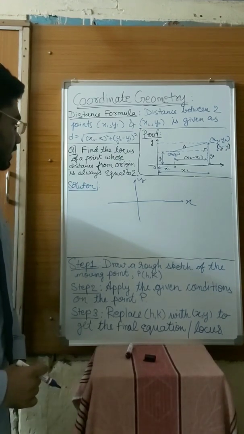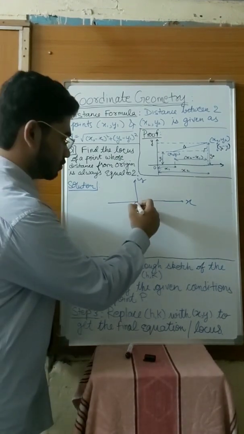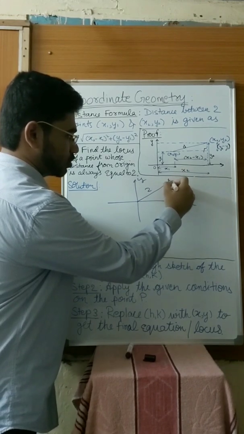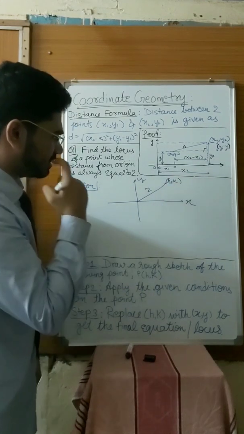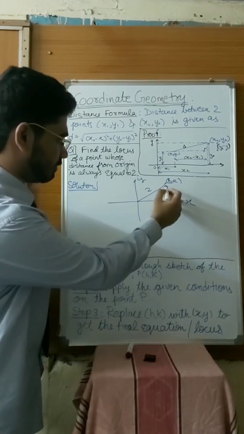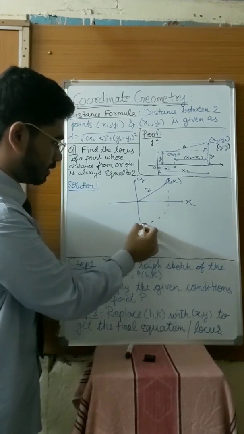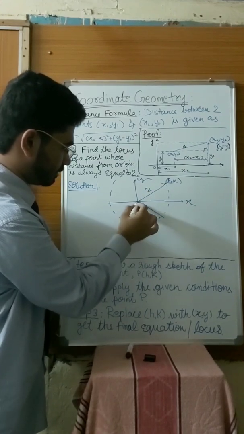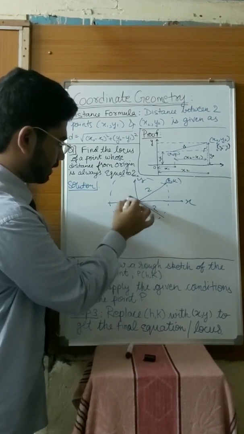The condition says that the distance of the point from origin is always 2. This is origin, so this distance is 2, and this is h, k, and this distance always remains 2. So if I plot it like this, can we see that this distance from origin always remains 2, right?